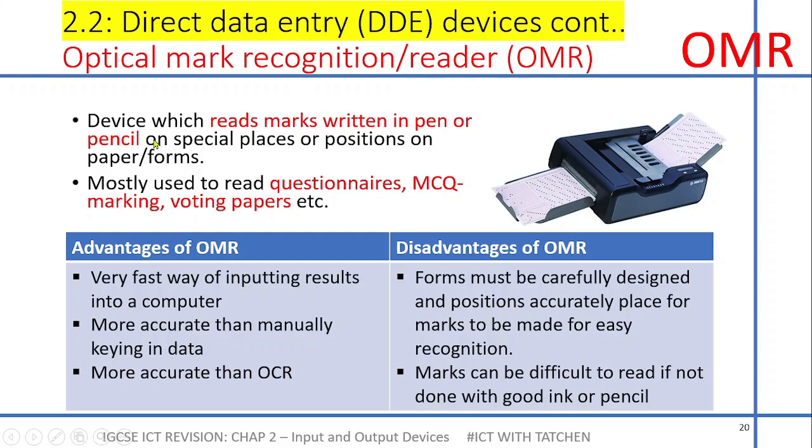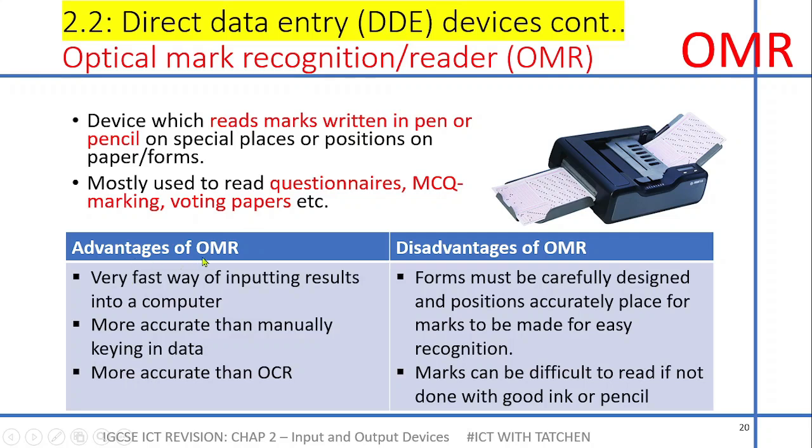Now, another type of direct data entry device we have is the optical mark recognition, or optical mark reader. What the optical mark reader does is it reads marks written in pen or pencil on special places or positions on paper. The device is designed such that it can recognize these marks once you pass the paper through it. So we mostly use these OMRs to read questionnaires for MCQ marking and for voting purposes.